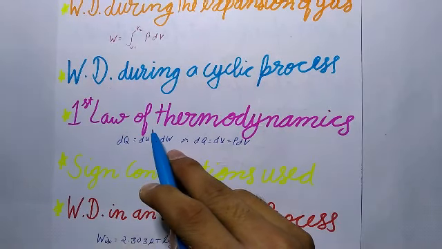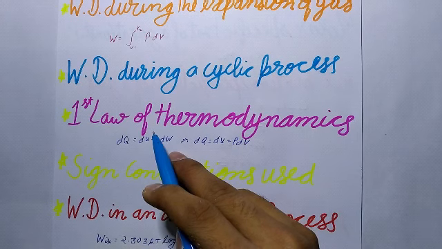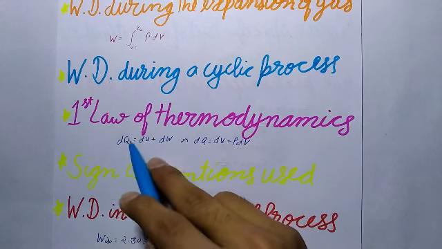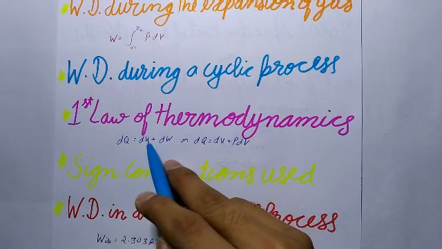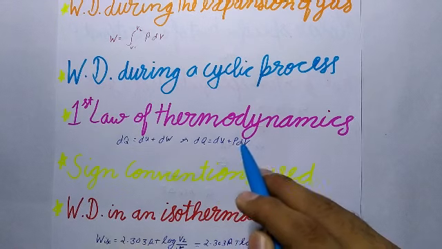Now, the first law of thermodynamics. It states that if heat dq is given to a system, a part of it is used in increasing the internal energy by an amount du, and the remaining energy is used in doing the external work dw. It is just a restatement of the law of conservation of energy. Thus dq is equal to du plus dw, or dq is equal to du plus p dv.